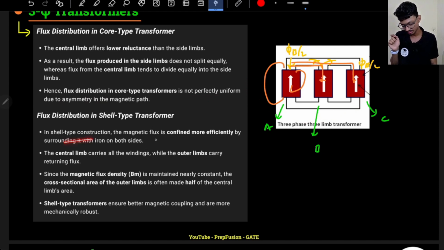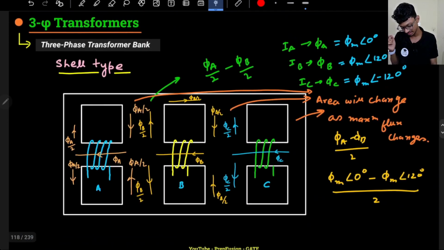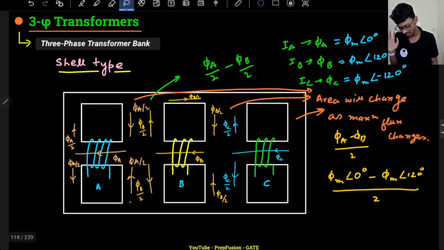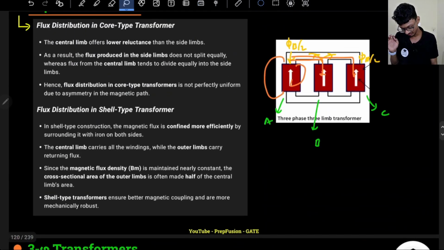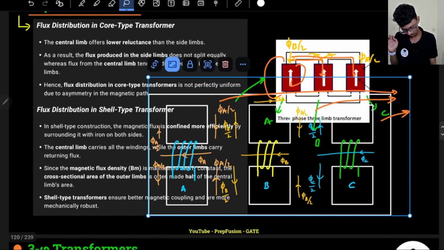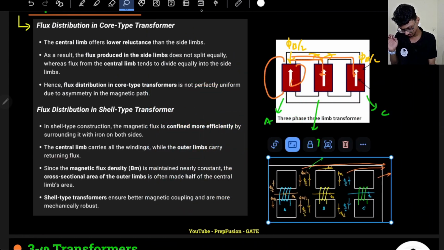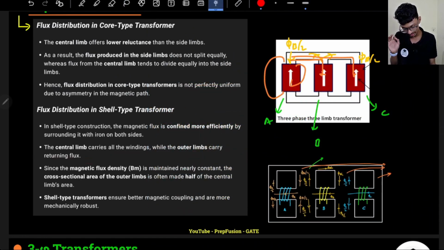In the shell type transformer, the magnetic flux is confined more efficiently by surrounding it with iron on both sides. Everywhere it is surrounded by iron only. But what is the problem for a shell type transformer? The central limb carries all the windings, while the outer limbs carry only the returning flux. The central limb carries the windings.